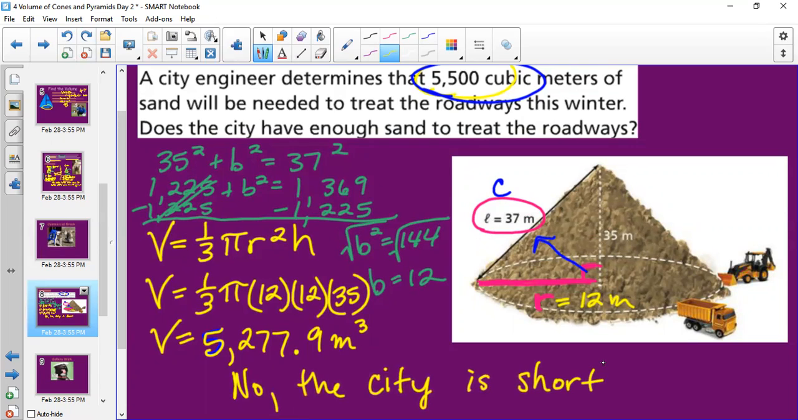So I'm going to go ahead and subtract these two answers. So 5,500 subtract 5,277.9. They are short 222.1 cubic meters.